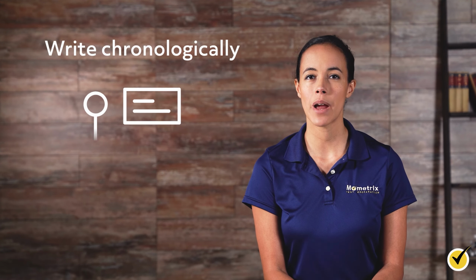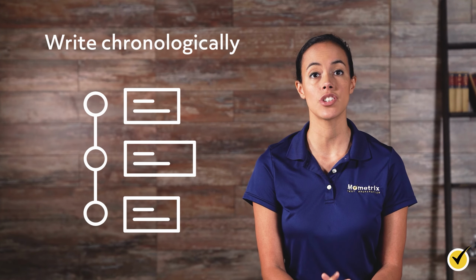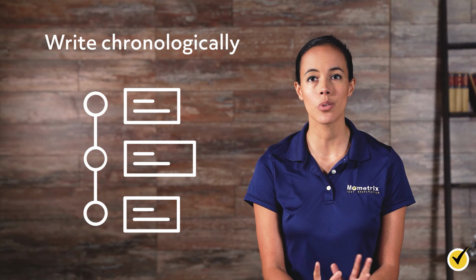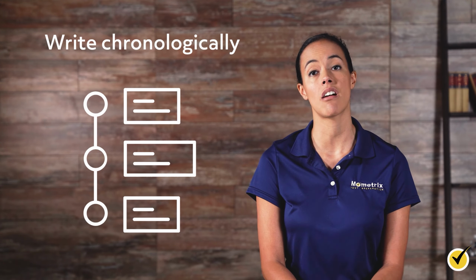Whether you're summarizing a story or a research paper, it's important to write chronologically so the important events in the story are in the correct order. Jumbling the order of events will make your summary confusing and hard to follow.